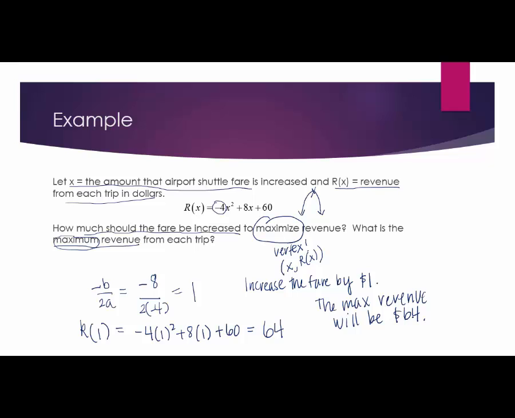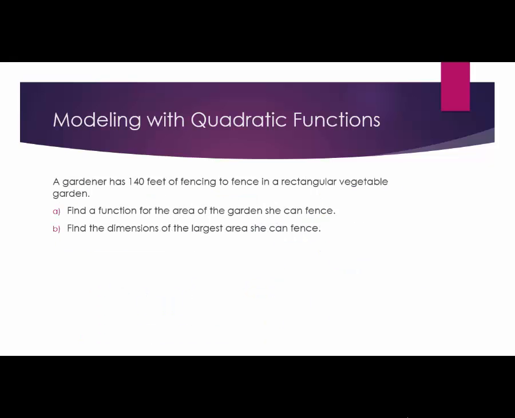Okay, so using that vertex to get some important information in an application. It says she has 140 feet of fencing to fence in a rectangular vegetable garden. Find a function for the area of the garden she can fence, and then we'll find the dimensions of the largest area. So this looks like a pretty straightforward plan.